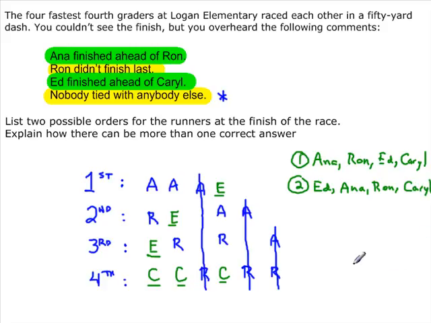And now we need to come up with an explanation of how there can be more than one correct answer.